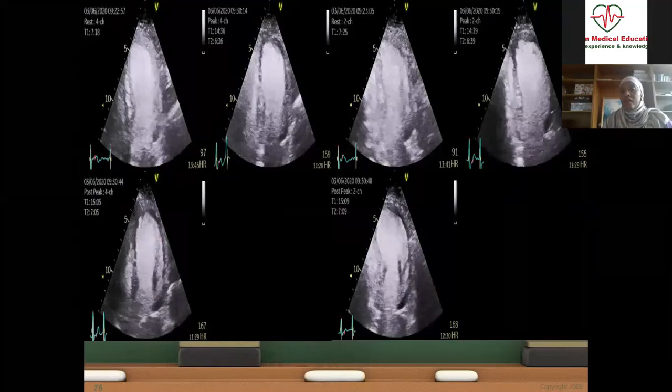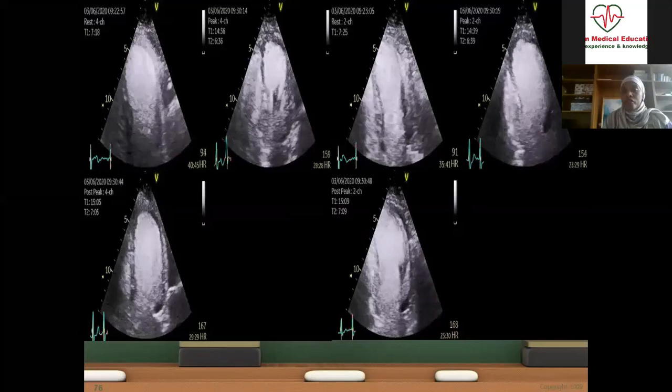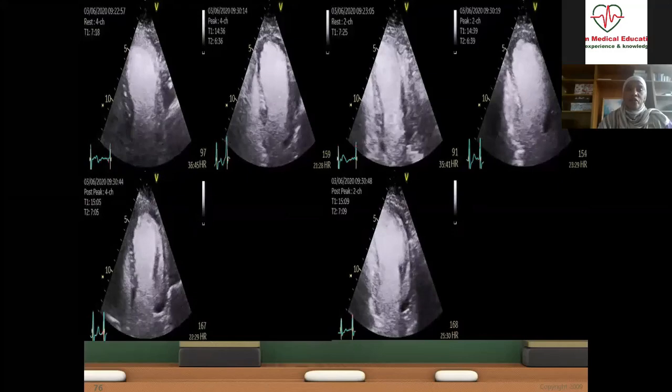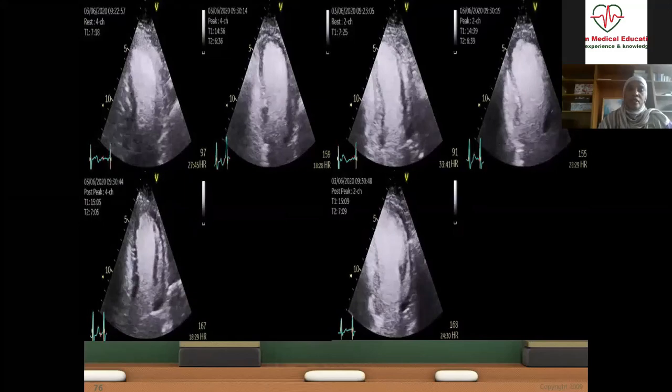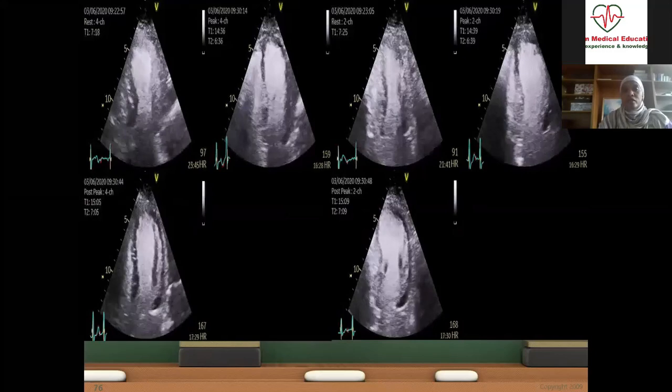This is the last slide for my talk, just to show you one of the patients who presented with a stress echo. He came as an outpatient with symptoms of chest pain. He had a stress echocardiogram. This is a four chamber view. This is rest, stress, peak stress, and this is another few minutes post-stress. This is an exercise treadmill test. This is not a dobutamine stress test.